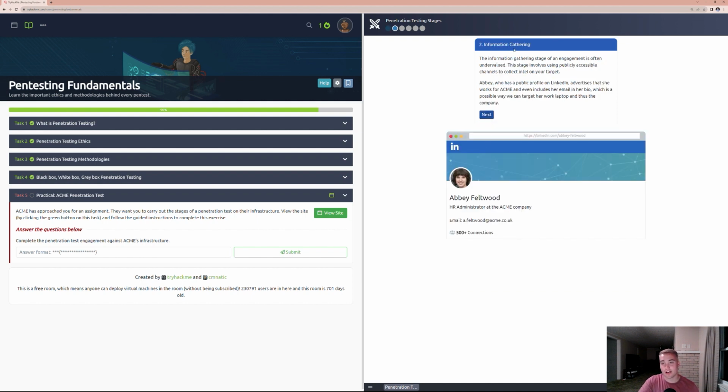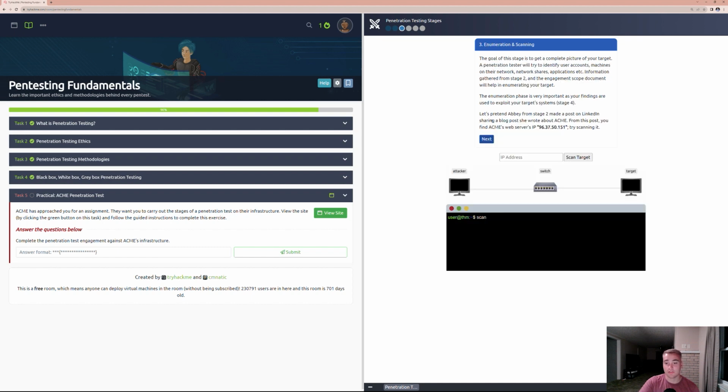So the information gathering stage of an engagement is often undervalued. This stage involves using publicly accessible channels to collect intel on your target. Abby, who has a public profile on LinkedIn, advertises that she works for Acme and even includes her email in her bio, which is a possible way we can target her work laptop and thus the company. So if we were to take that email, we can, through a phishing link, get access to her work laptop if she successfully clicks on it.